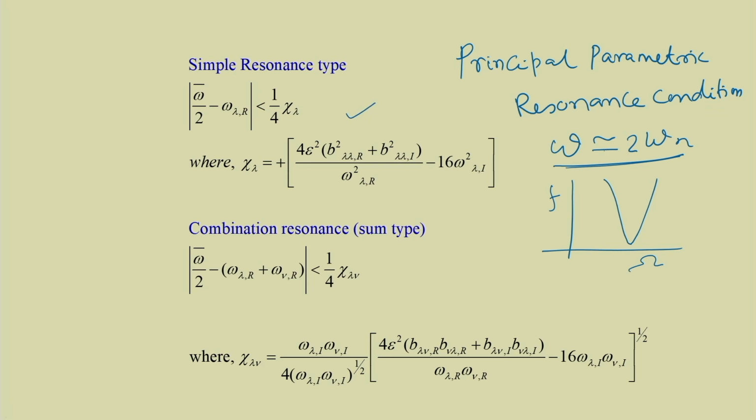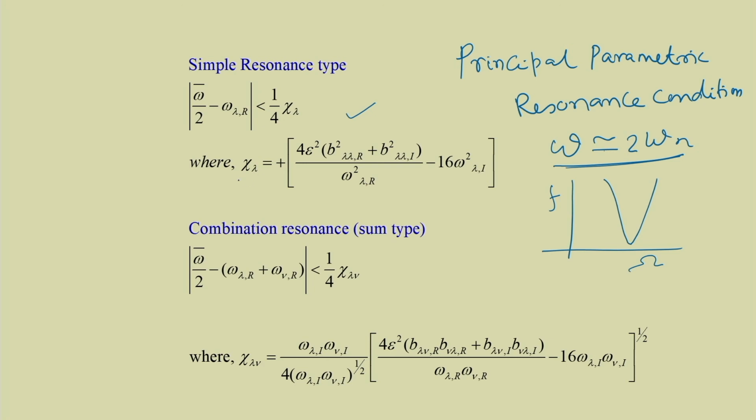For the principal parametric resonance case, you can find this equation: omega bar by 2 minus omega lambda r, where omega lambda r is the real part of the square root of the eigenvalue. So, if the modulus of omega bar by 2 minus omega lambda r is less than 1 by x mu, so x lambda.